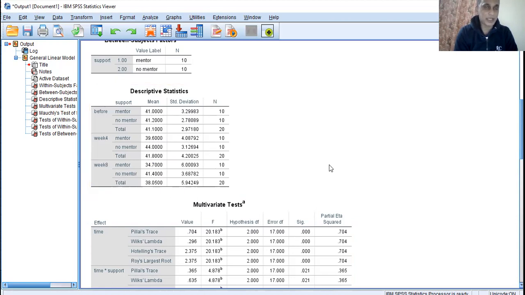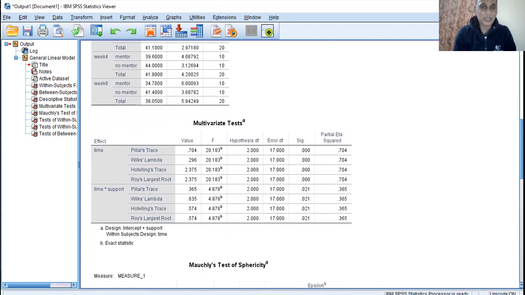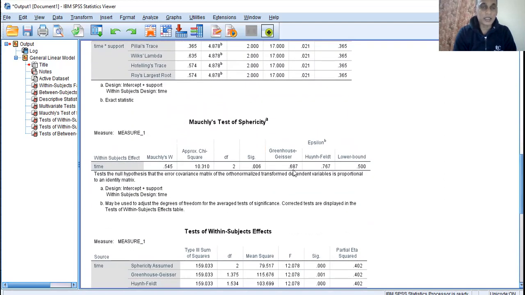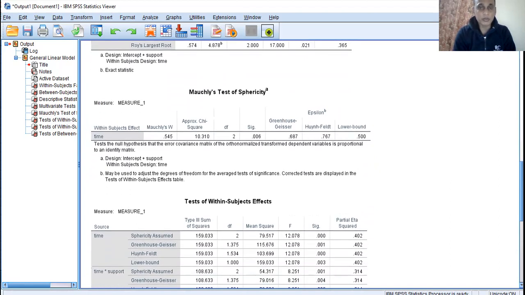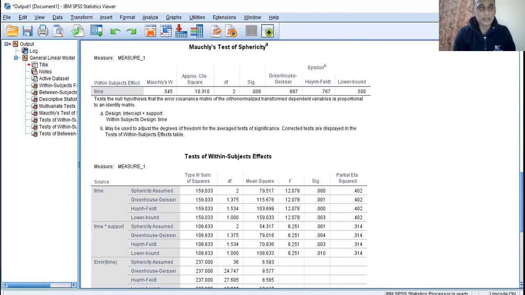So here we see that as time moves ahead, the gap in stress level between management trainees who have a mentor and those who do not is increasing. But is it really significant? For that we look at Mauchly's test of sphericity, where the answer comes to 0.006. So we know there is a significant difference, but Mauchly's test may not be the real way of accepting things.